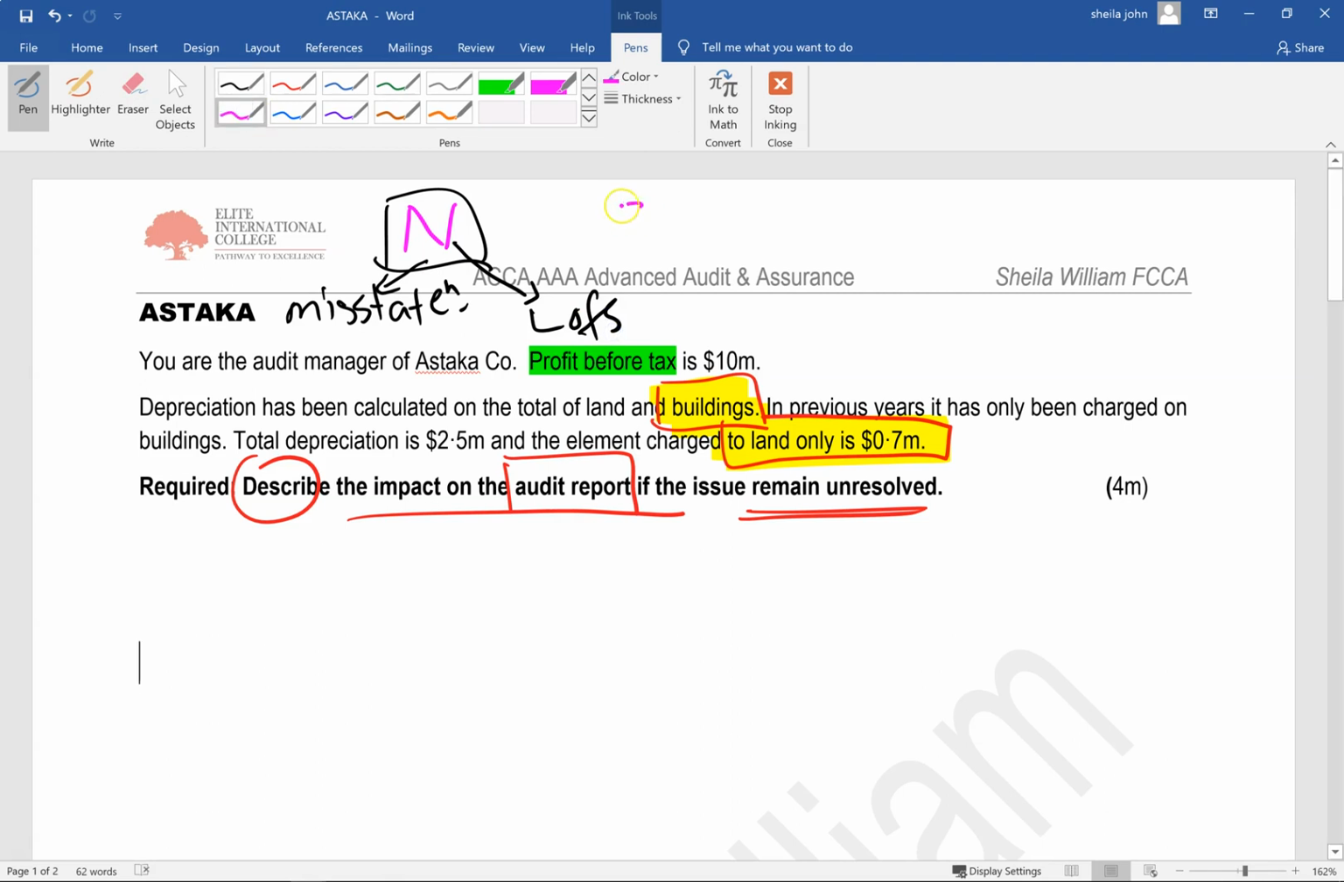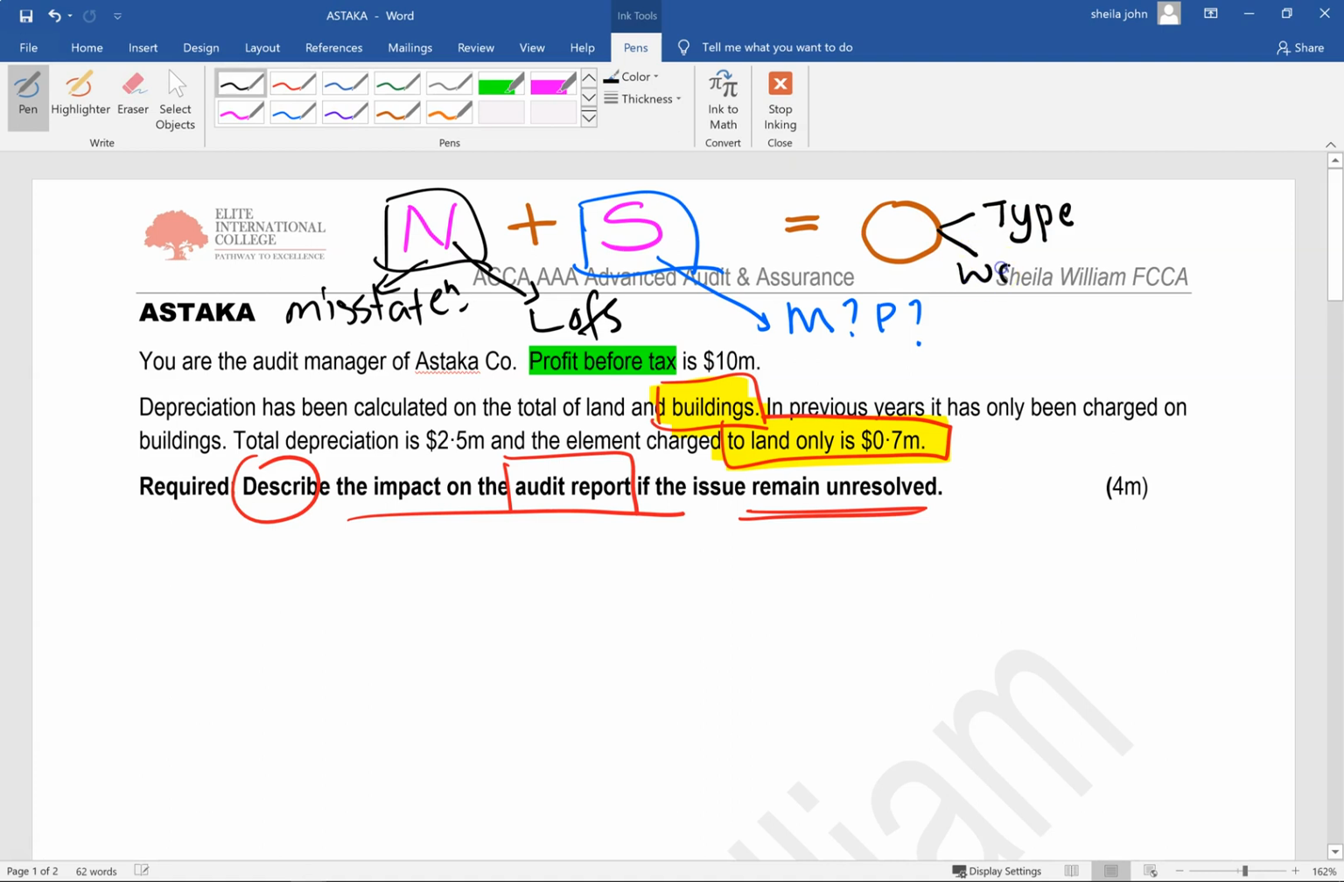Then we're going to consider the severity of it. For the severity, we've got to consider whether it is material and then whether it is pervasive. I told you earlier that when you have the nature plus severity, it will be equal to the opinion paragraph. In the opinion paragraph, what do you have to write? Well, a few things. First of all, the type of the opinion and the reason. Then you've got to put the wording of the opinion paragraph and the title.